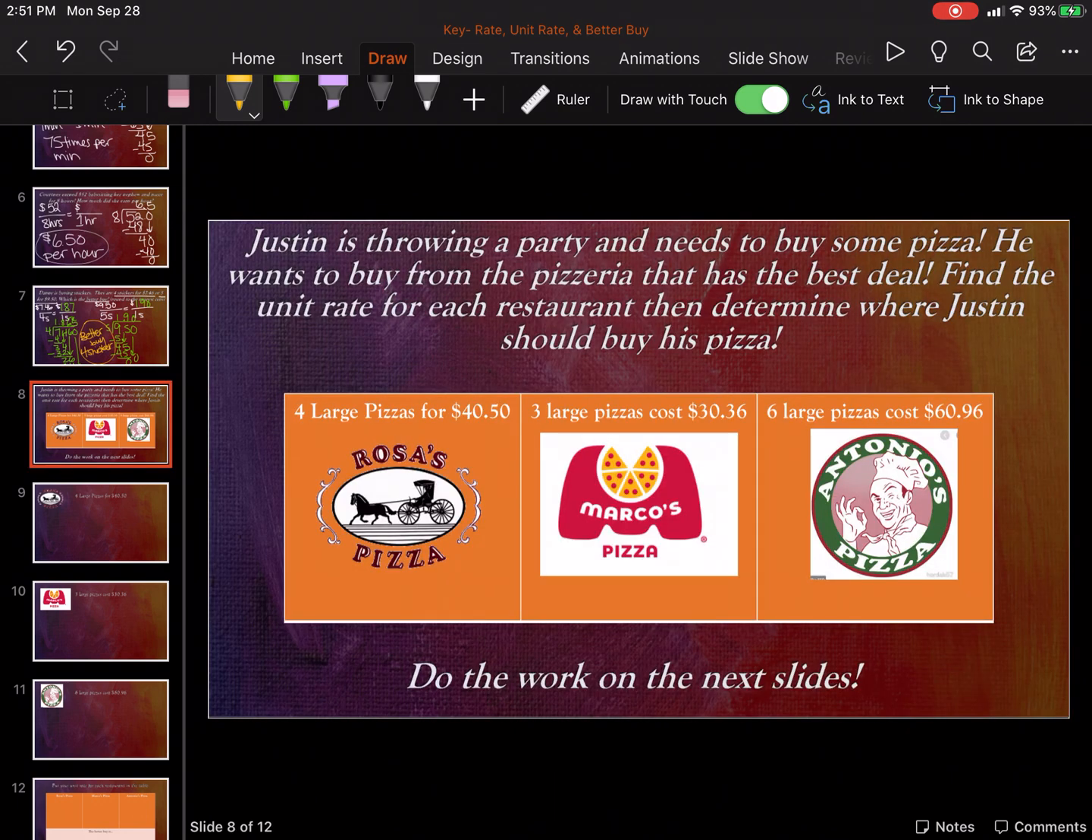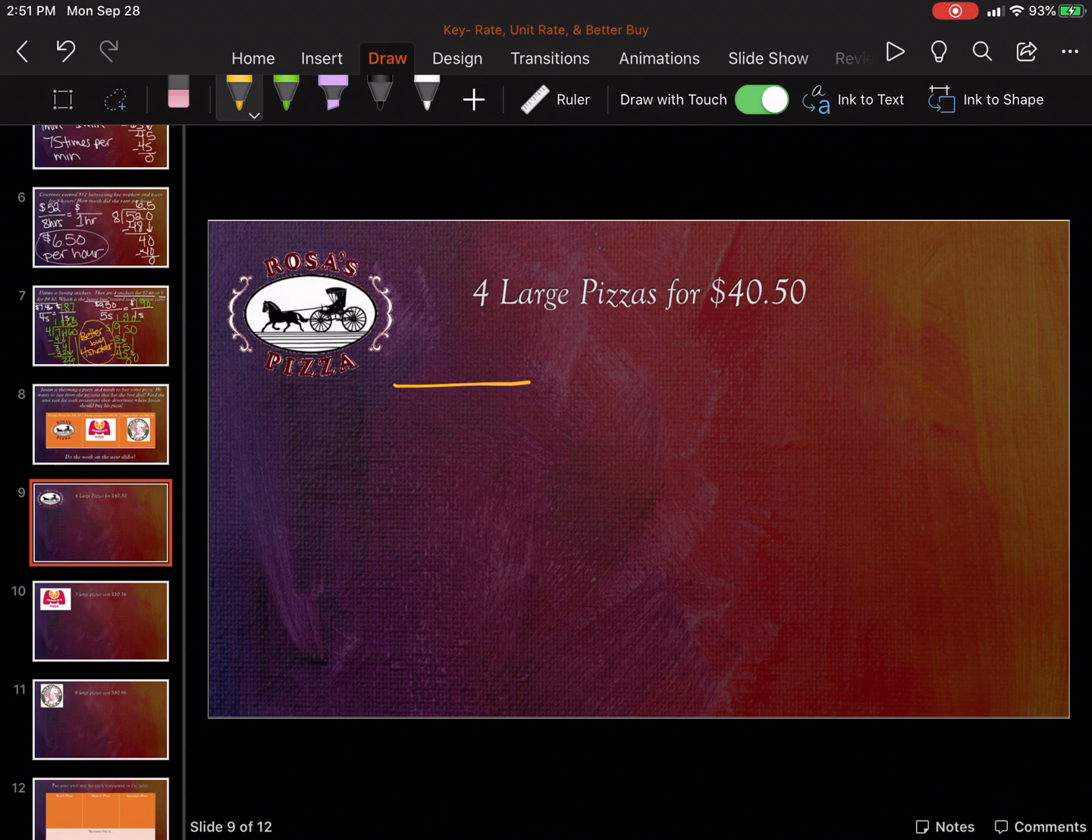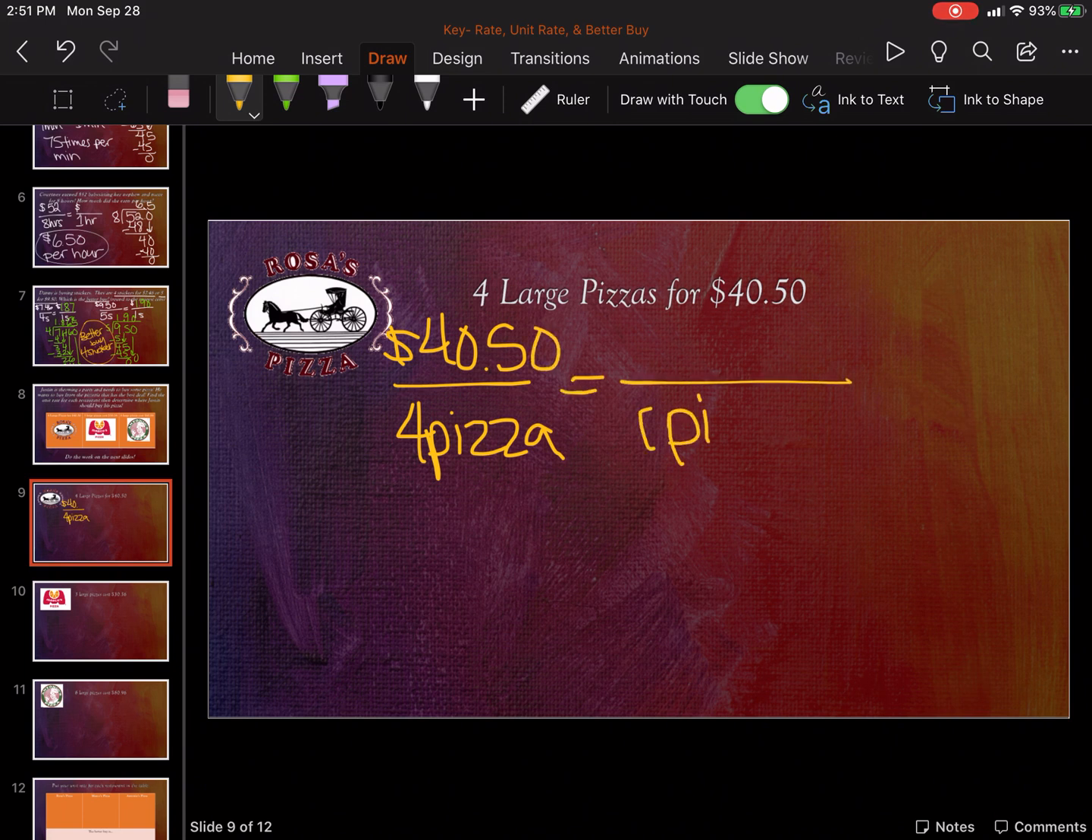So Justin is throwing a party. He needs to buy some pizza. He wants to buy from the pizzeria and have the best deal. So we've got to find the unit rate for each one and compare them. Yes, you may like one better than the other, but for this example, we're just looking at the cost. So 4 pizzas for $40.50. How much is it for 1 pizza?